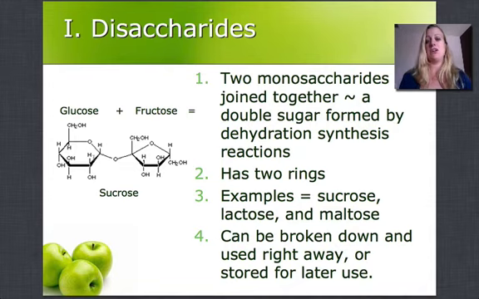And anything that ends in an ose, O-S-E, is our second suffix for our sugars. So anything that ends in O-S-E is also a sugar, in addition to saccharide.